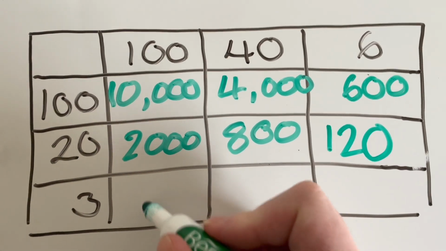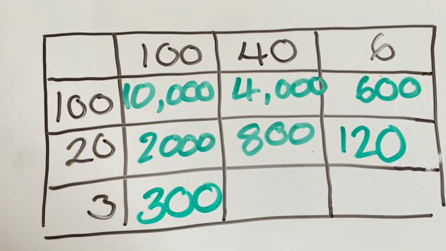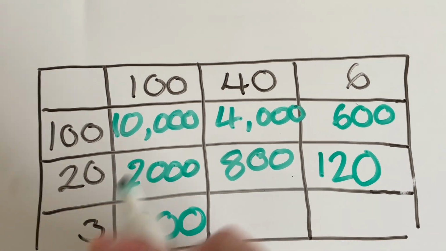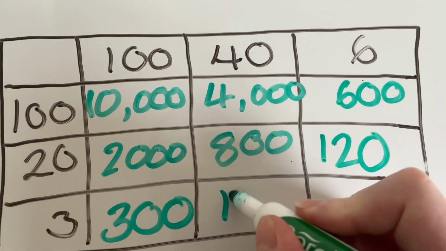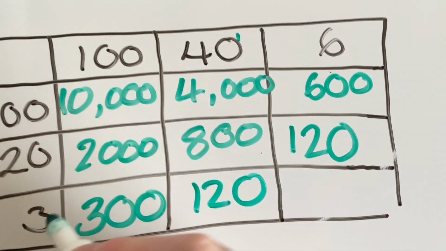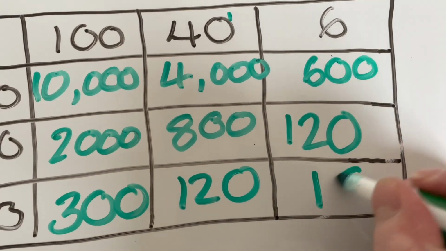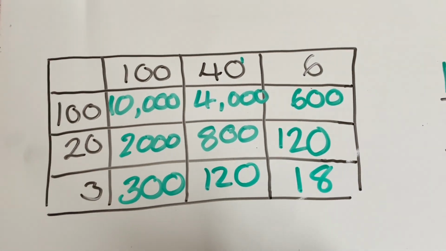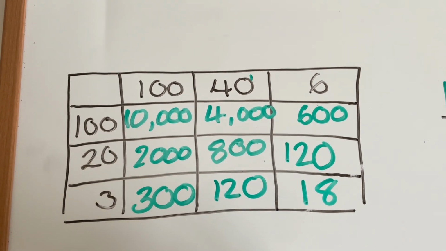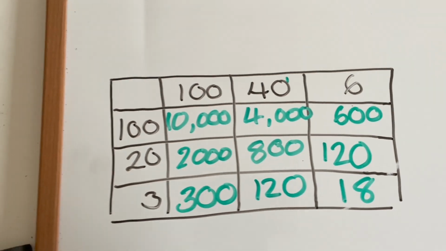Final row, 3 times 100, 300, 3 times 40, so 3 times 4 is 12, we've got 1 zero to add in, 3 times 6 is 18. Now that gives us quite a bit to add up. So I'm going to do this a row at a time. I'm going to start over here.